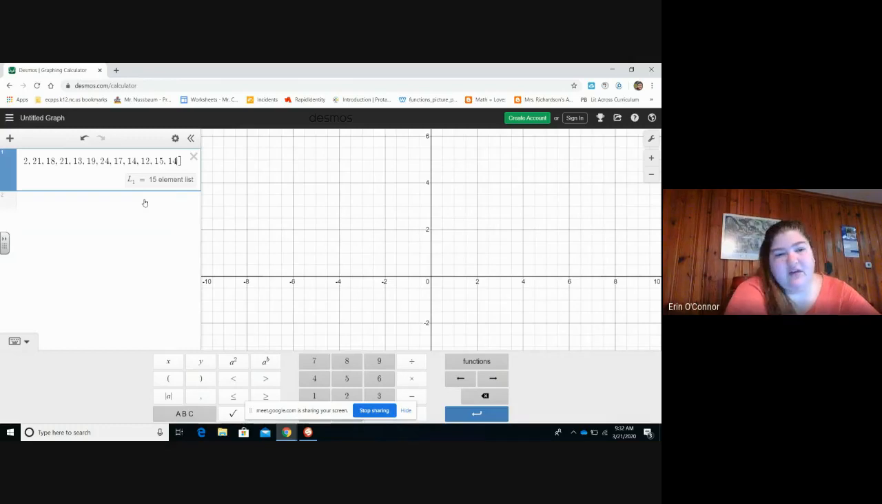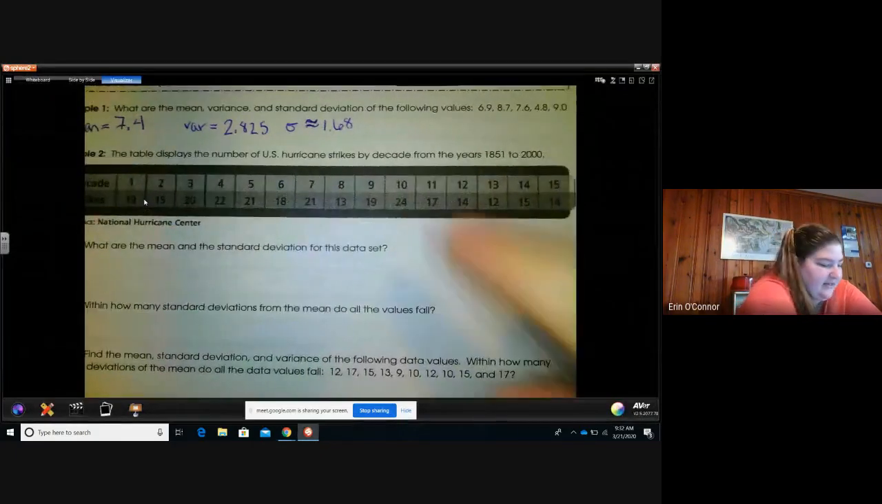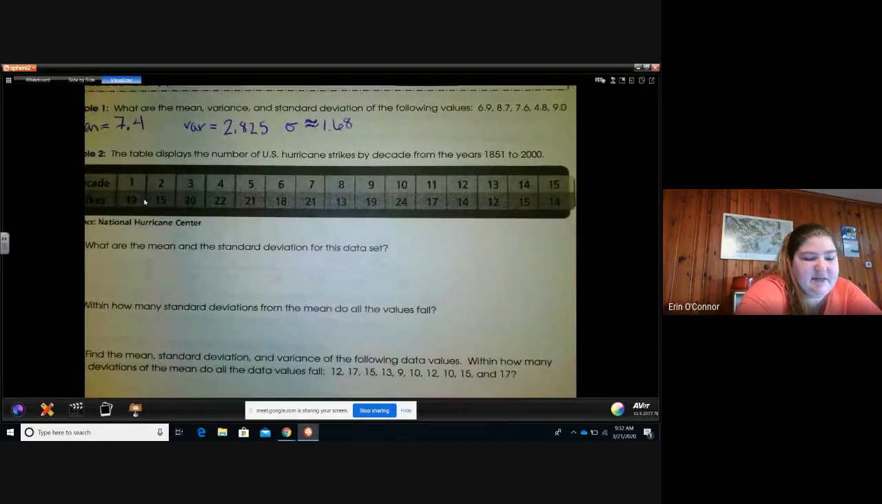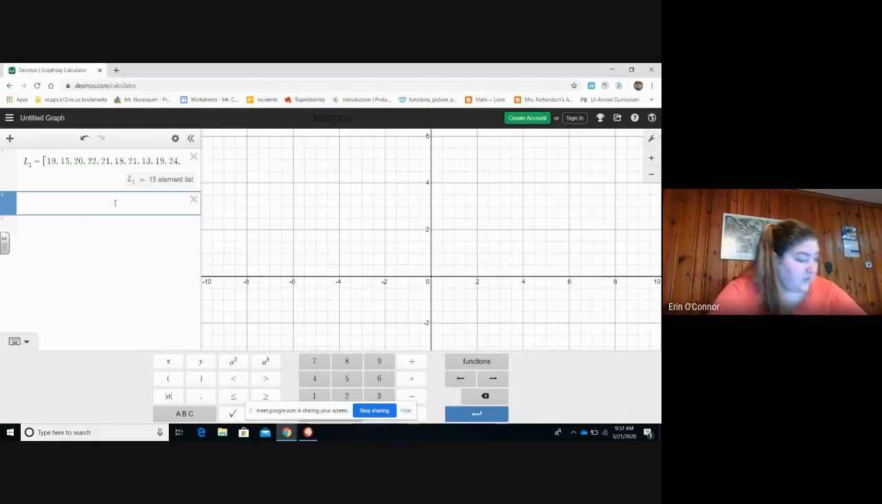So in 10 years, there was 14 strikes. And if you look at the decade, if we go back to our screen, there's 15 decades, so we should have 15 numbers. Going back to Desmos, we have 15 numbers. So now the question was, we need to find the mean.